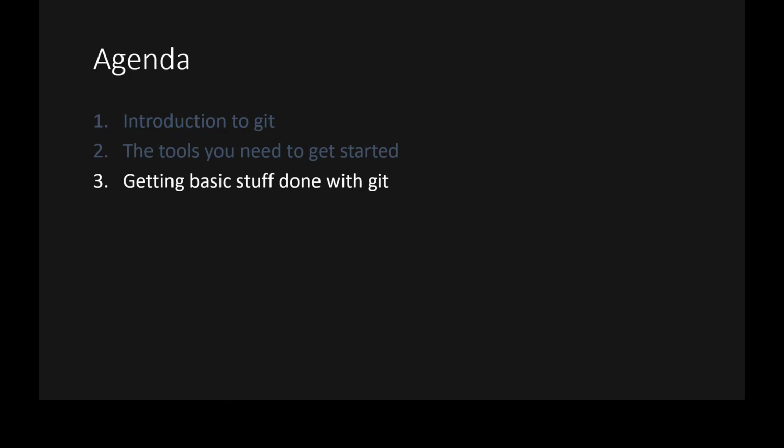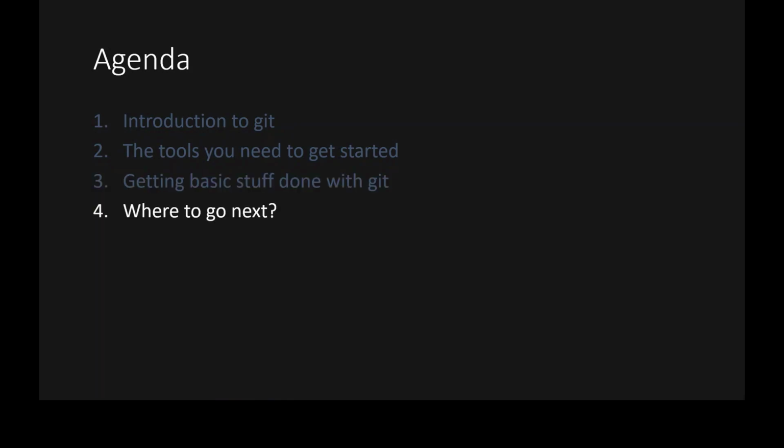Then I'm going to explain the basic stuff of how you can work with Git. That means, how do I download code from the internet to look at on my PC? How can I make changes? How can I push them back, etc.? So, the basic stuff of working with Git.